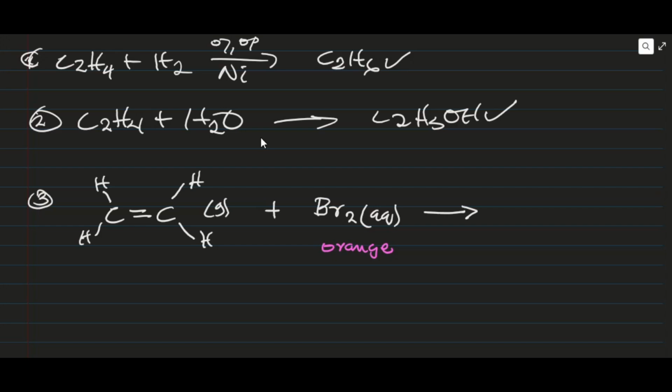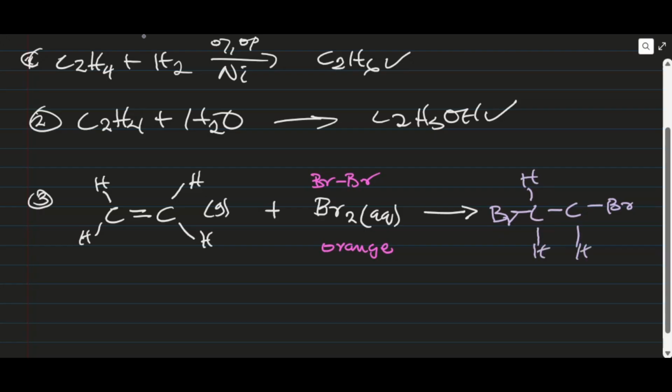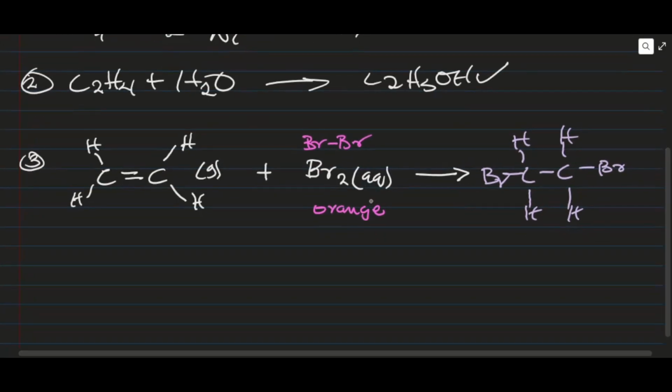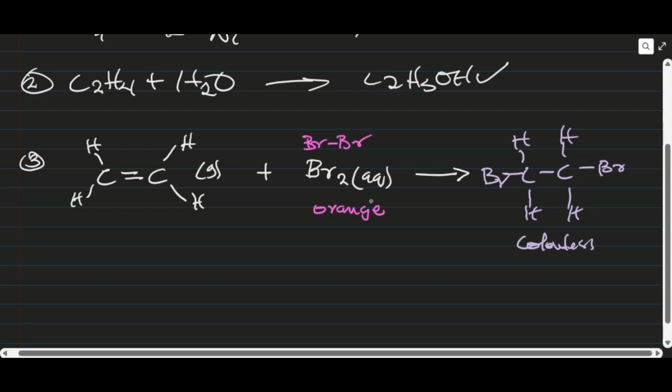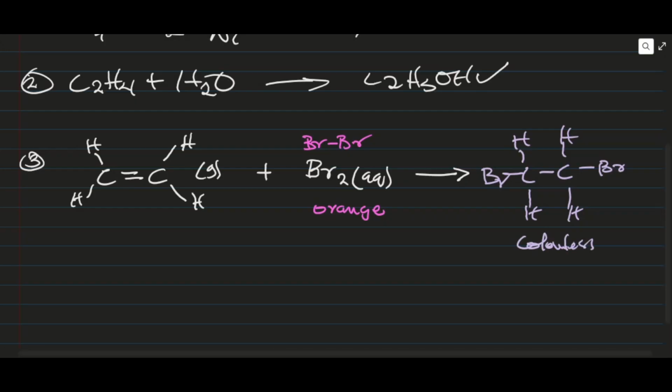You can write your bromine like this for you to understand what is going on: Br to Br single bond. One of the Br atoms will come to this carbon, and the other one will attach to the second carbon atom. So we have our product like this: carbon to carbon single bond, then we have Br at this side, and the second Br at the other side. And then you supply the hydrogen atoms that were there before. This product is colorless.